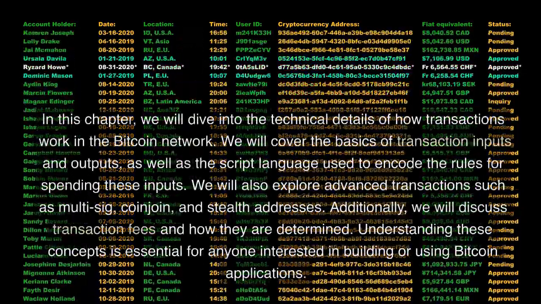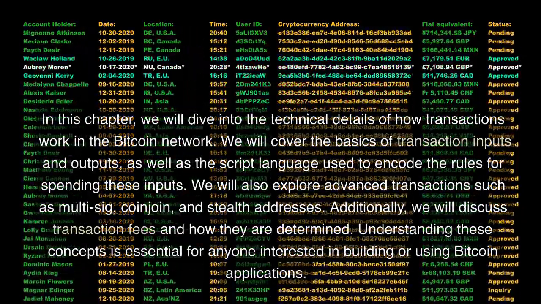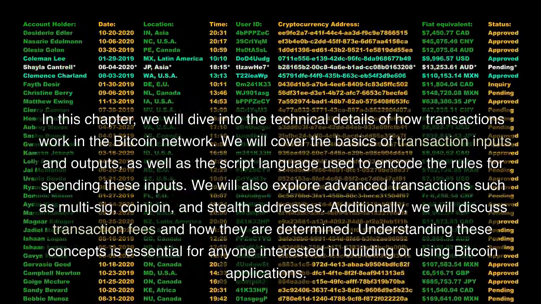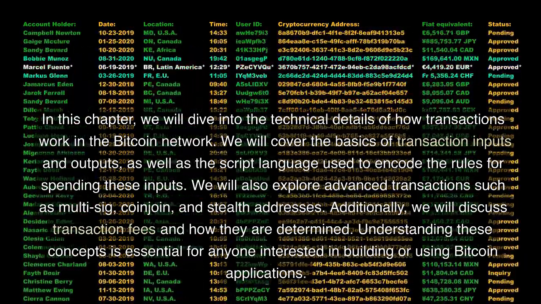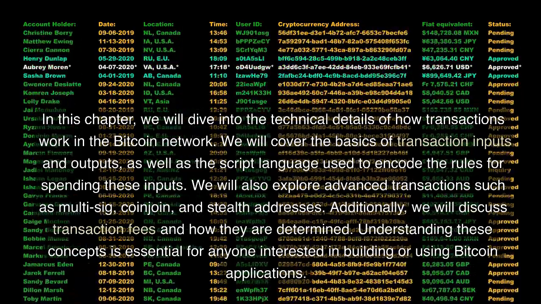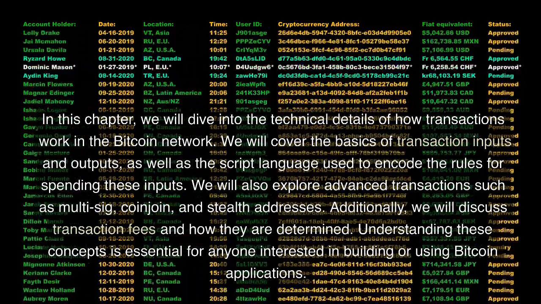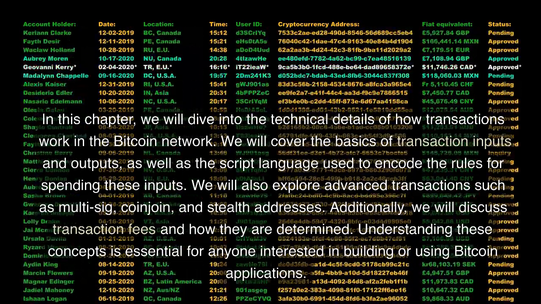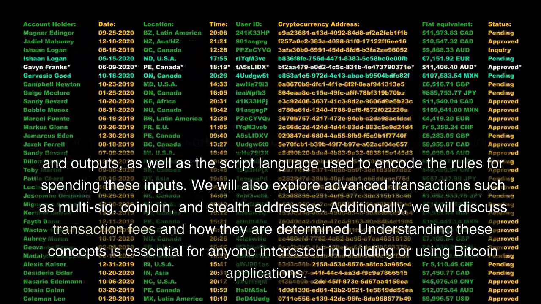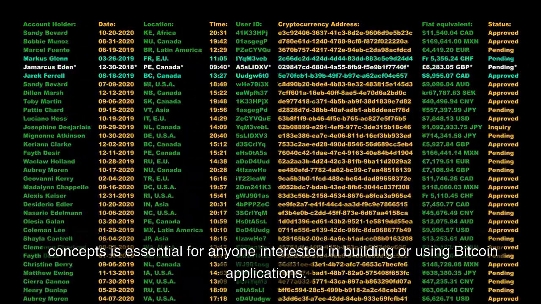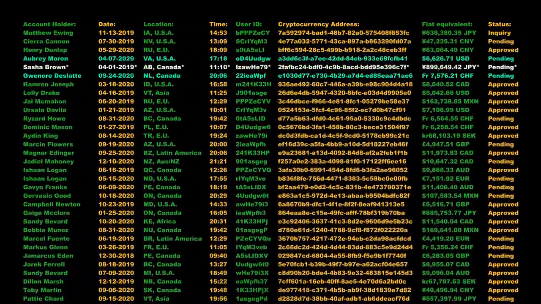In this chapter, we will dive into the technical details of how transactions work in the Bitcoin network. We will cover the basics of transaction inputs and outputs, as well as the script language used to encode the rules for spending these inputs. We will also explore advanced transactions such as multi-sig, coin join, and stealth addresses. Additionally, we will discuss transaction fees and how they are determined. Understanding these concepts is essential for anyone interested in building or using Bitcoin applications.